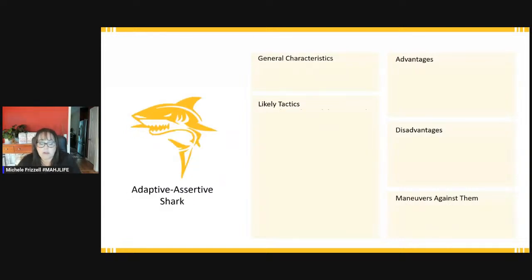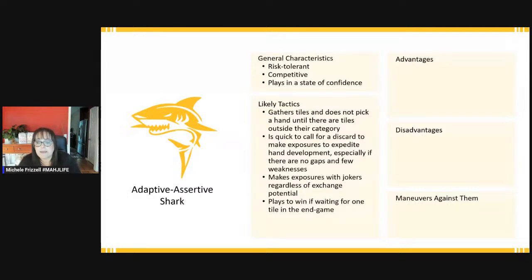Now let's look at the shark. This is an adaptive assertive. They are risk tolerant, competitive, and they play in a state of confidence. They gather tiles and don't pick a hand till they run out of discards, the tiles outside their category. They're quick to call for a discard to make exposures, to expedite hand development, especially if they have a hand with no gaps and few weaknesses. They make exposures with jokers regardless of exchange potential, but that is going to be based on the strength of their hand. They also play to win if they're waiting for one tile in the end game, typically.